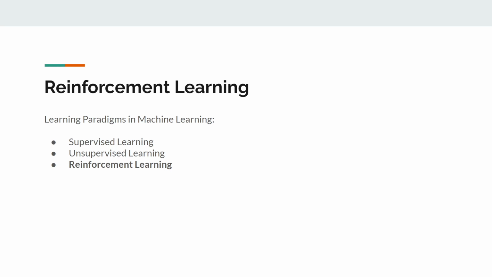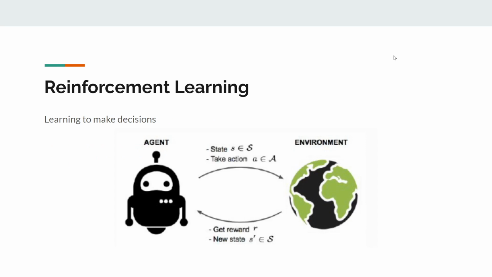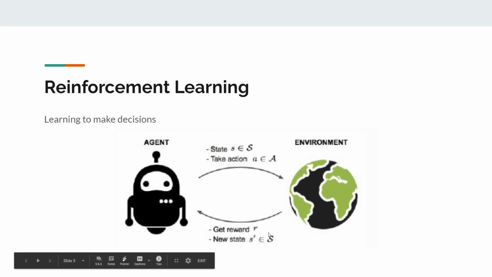Reinforcement learning is a learning paradigm in machine learning. We have seen supervised learning and unsupervised learning in this course so far, and reinforcement learning is just another kind of learning paradigm. Put in one sentence, reinforcement learning is basically learning to make decisions. In reinforcement learning, we have an agent and an environment. The agent observes the states and can take actions, and the environment can give the agent reward and also update the state S. So the agent learns to make decisions based on its interaction and observation within the environment.